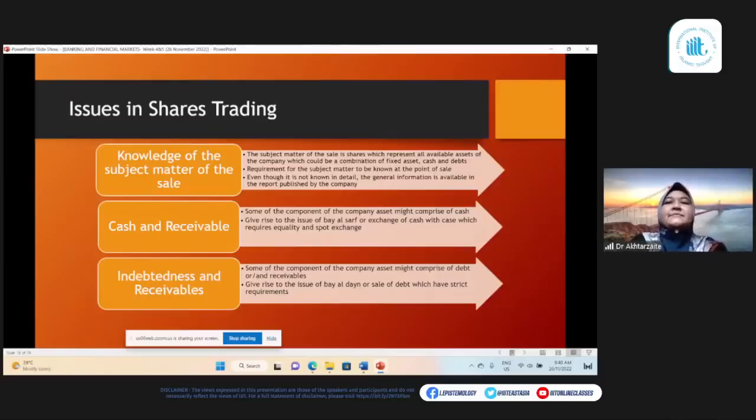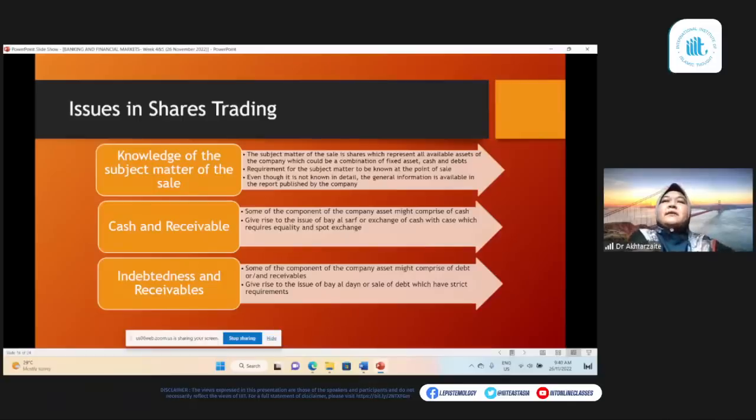But there is a requirement for the subject matter to be known at the point of sale. The scholars say that even though it is not known in detail, the general information is available in the report published by the company. Basically, we know about the assets of the company, even though we do not know in detail how much cash and what the fixed assets are. But it is known, and the information is made available in the report by the company. So that is sufficient to fulfill the requirements of the contract.